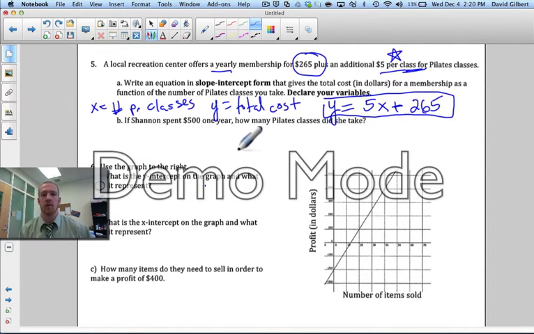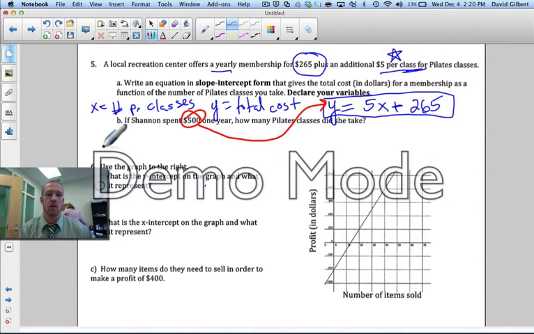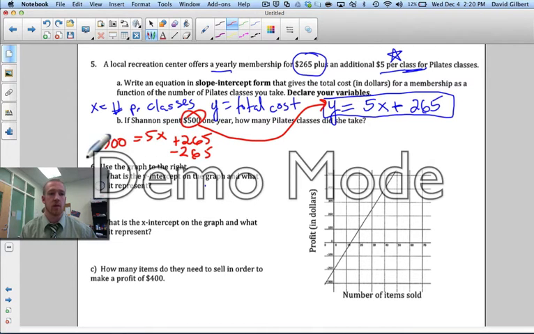If Shannon spent $500 in one year, how many classes did she take? So $500 was her total cost. That means we're going to plug that in for y. So we have 500 equals 5x plus 265. We're going to subtract 265 from both sides. And now I'm just solving for x to get the number of classes. And hopefully it works out to be mental math.